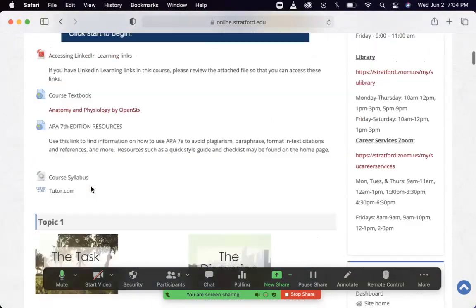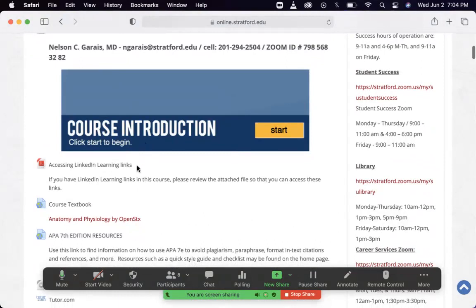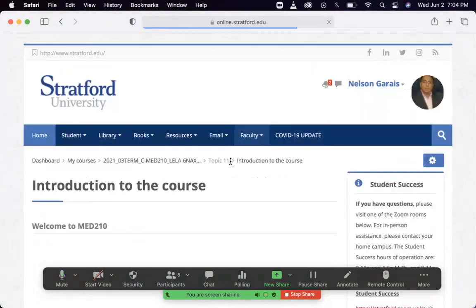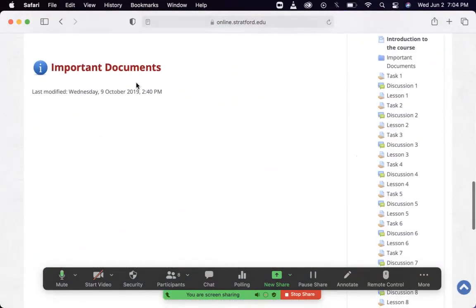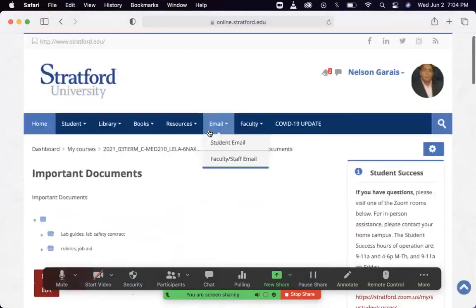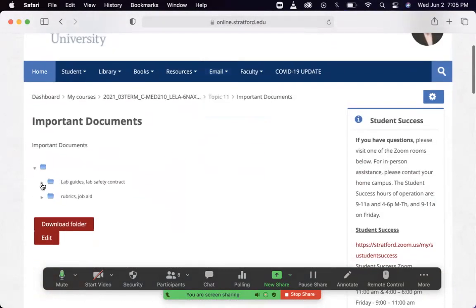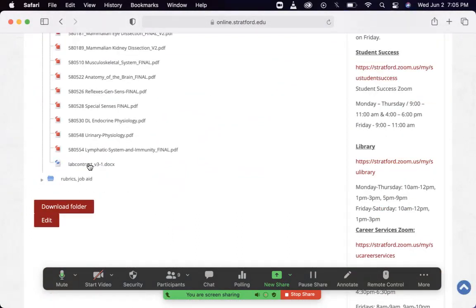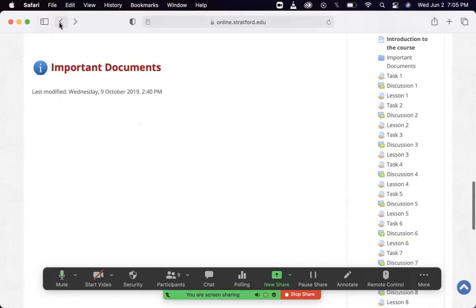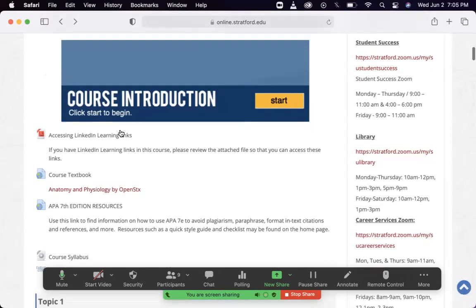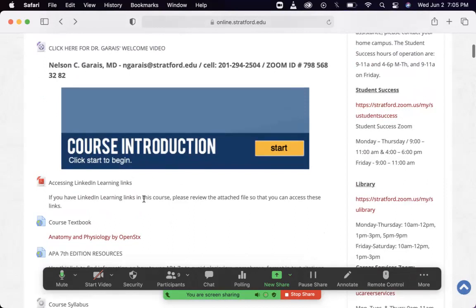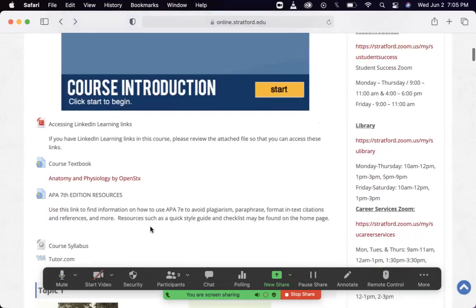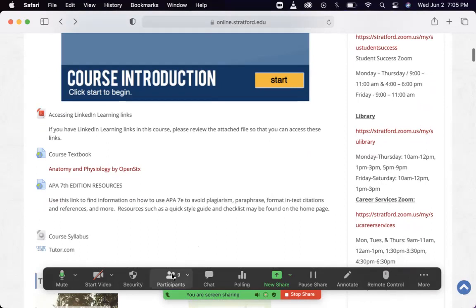And for those of you who still don't know where the lab form is, you click on this start button. You go at the bottom of the page where it says important documents. And then you go here, this little arrow to lab guides, lab safety. And here's the lab contract right here. I know they hid it. They put it in the most obscure place. You know, I really should just take it and put it out here somewhere, but you guys are pros. You can figure it out.